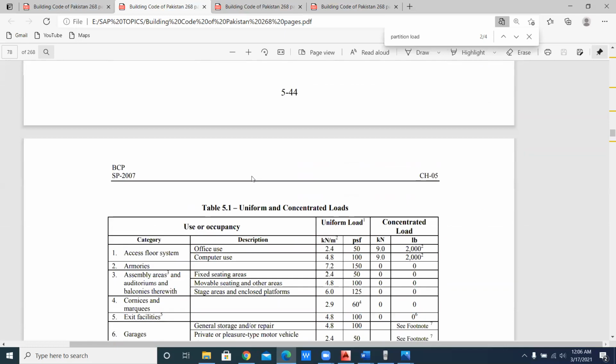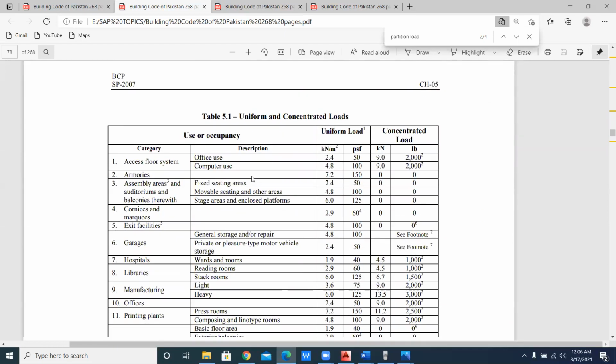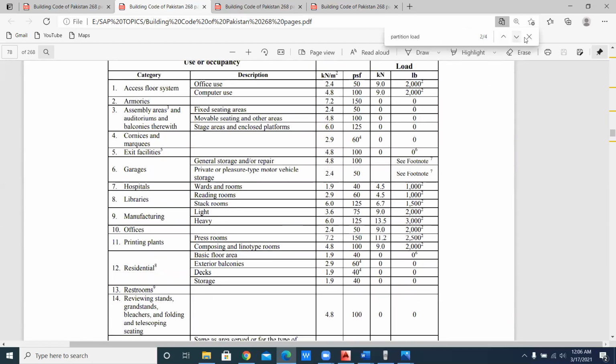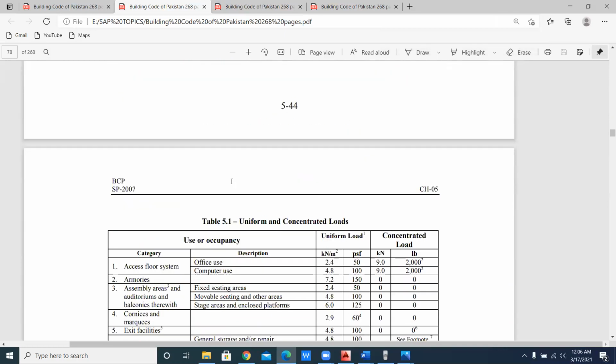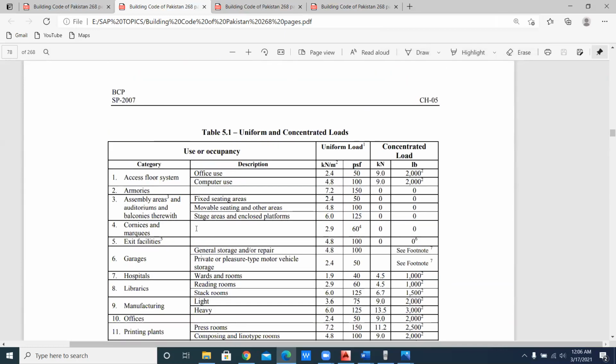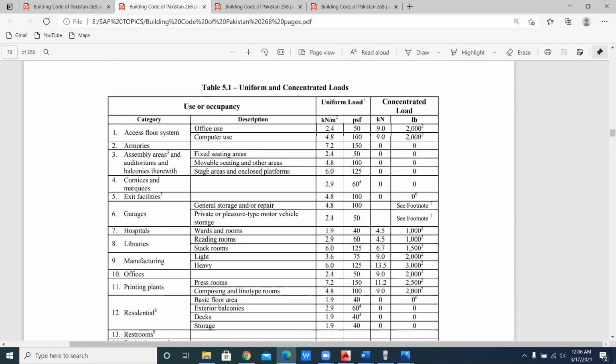Now what this table shows you is basically the load that is normally applicable on the building. This one is the access floor system. The access floor system is the floor system that we can easily reach, which is in our approach, accessible. You can see here office use or computer use.